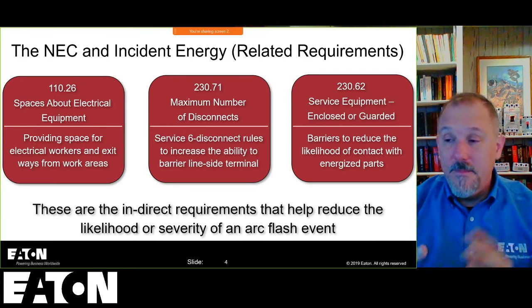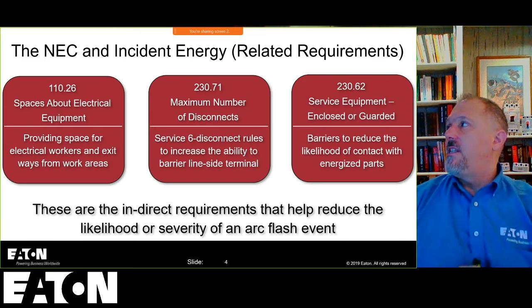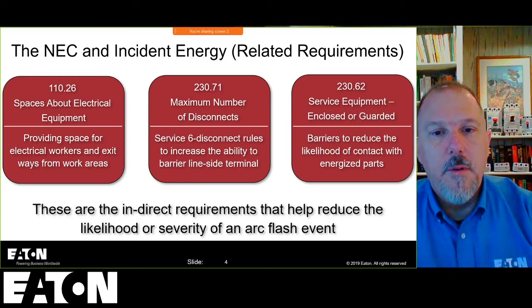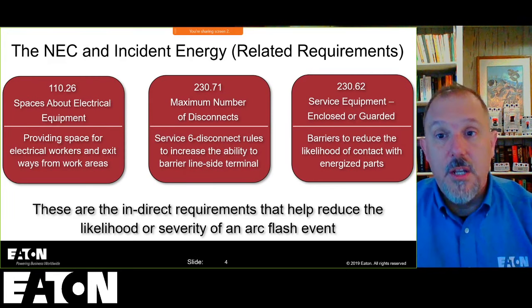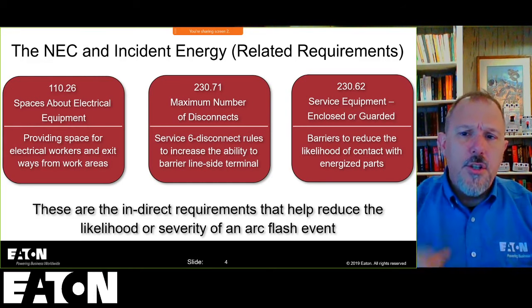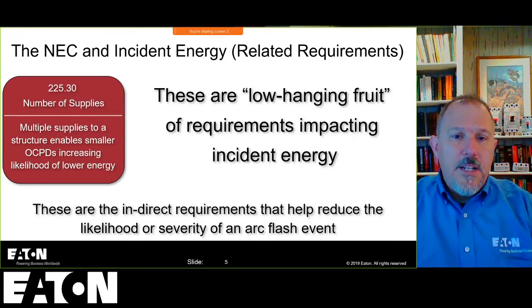So I can make arguments there. I'd love to do some testing. And 230.62 talks about service equipment enclosed or guarded, and that's that barrier that we just talked about. I also throw into this discussion 225.30.